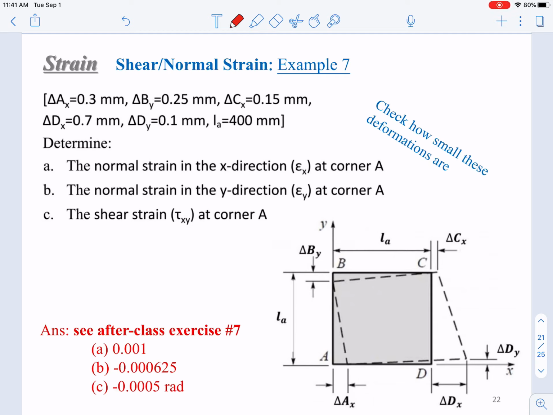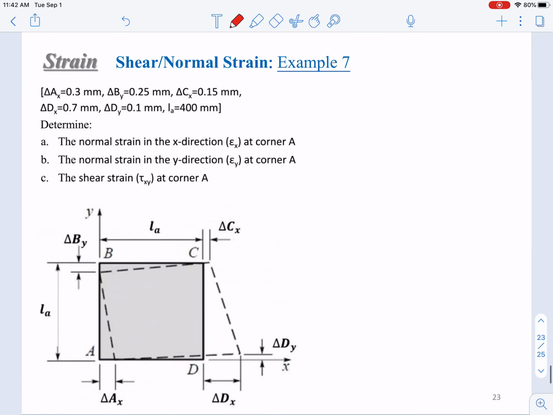Then we determine the normal strain in X direction at corner A, the normal strain in Y direction at corner A, and the shear strain at corner A. In this example, you can see that this is much closer to a practical problem because the original size is very large, 400 millimeter, and the true deformations are very small, only 0.some millimeters. Because of these small deformations, we can do some approximations. You will see that we will do some approximations in the calculation process.